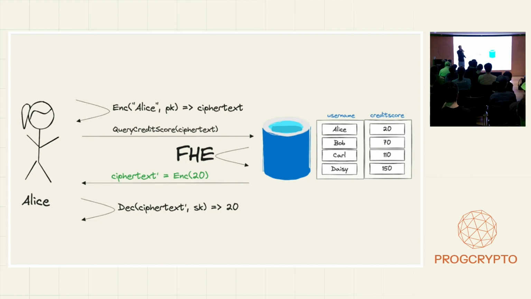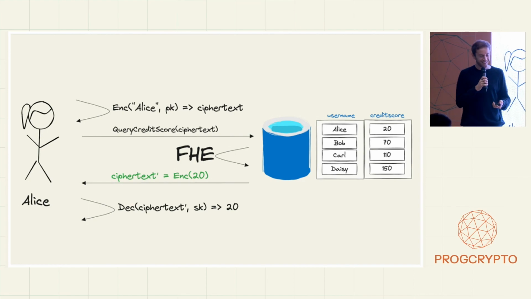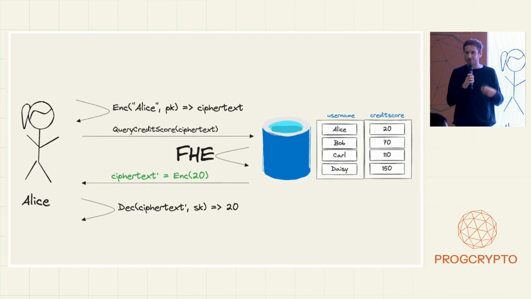It doesn't work. It works, yes. So then Alice will be able to decrypt using her secret key and fetch their credit score.